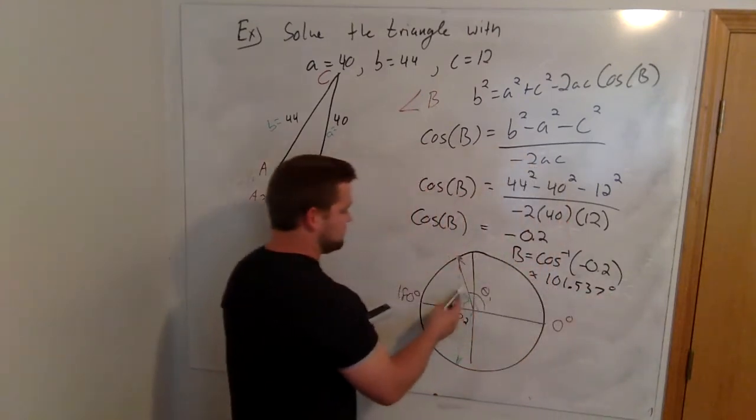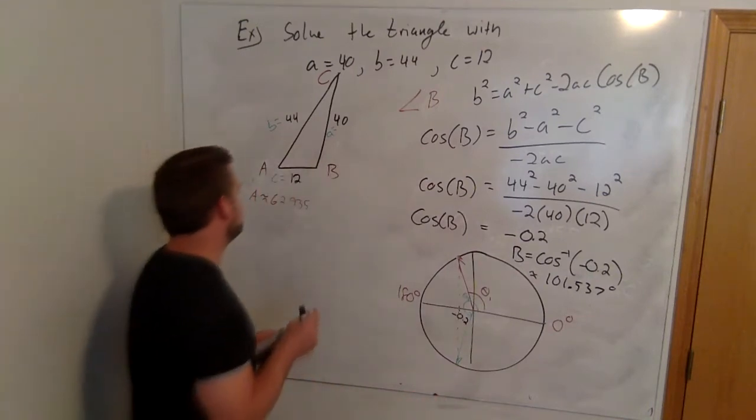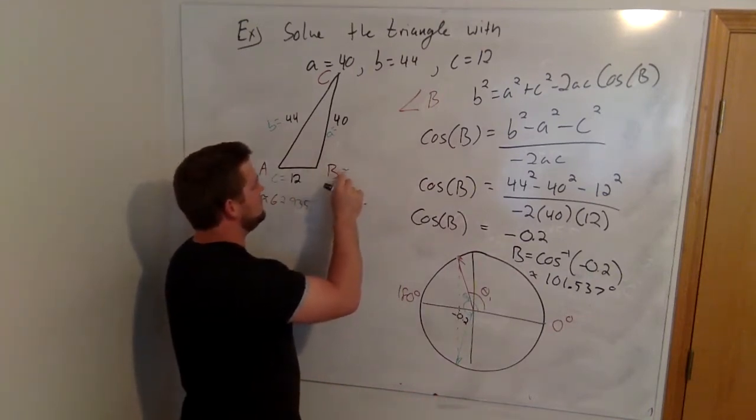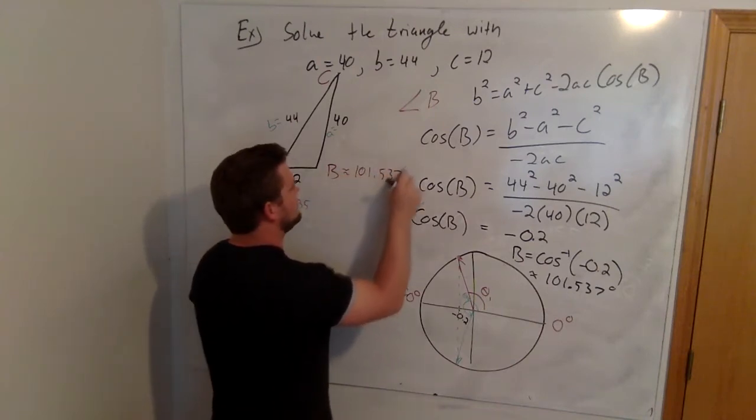And that should make sense. I mean, that should make sense that I got something bigger than 90 degrees. We got this obtuse angle. So B here is going to be roughly 101.537 degrees.